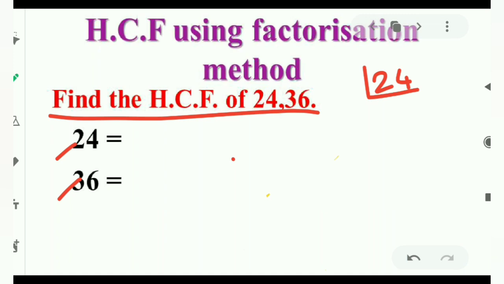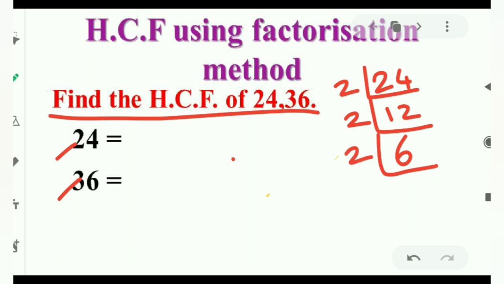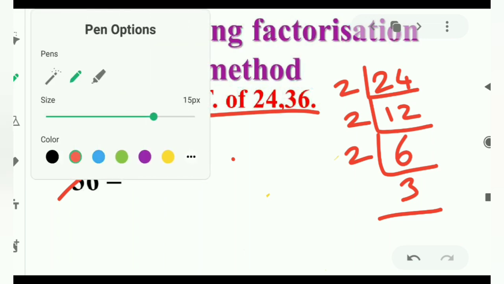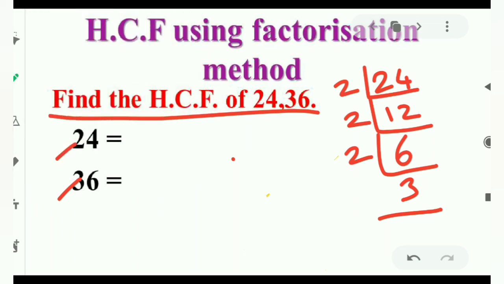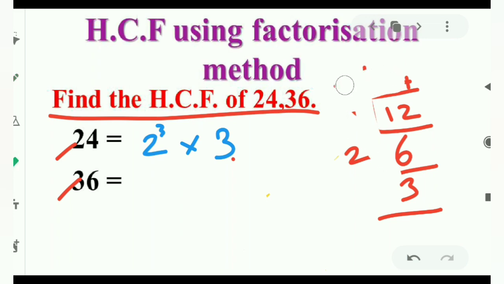Okay, now let's see. 24 is divisible by 2. When we divide, we get 12. Again 2, 6 as the quotient. Again 2 and 3 as the quotient. Okay, we have completed doing this, right? So now we are writing the factors: 2 to the power 3 into 3.